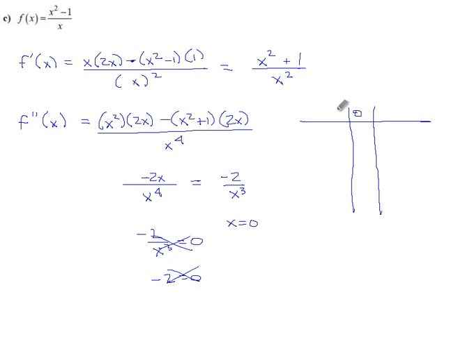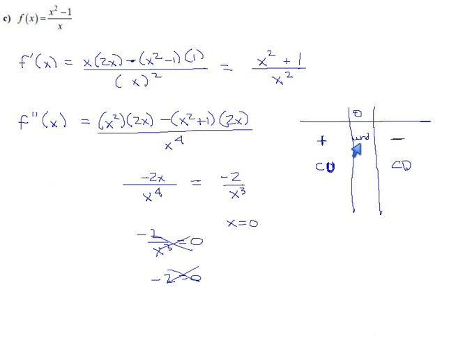If x is negative, let's say it's negative 1, we get negative 2 over negative 1, which is a positive number. If x is exactly 0, then we get undefined. And if x is positive, we get negative 2 over something positive. So this function is concave up below 0 and concave down after 0.